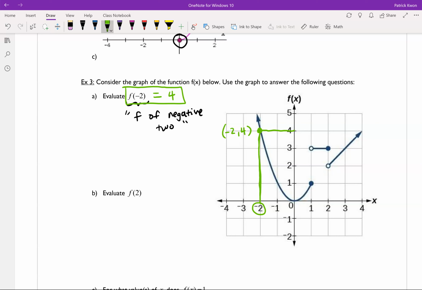Okay. B says evaluate f of 2. So we want to find 2 on our x-axis and see where it pops out our y value. You might think that it's here at 2, but again, there's an open dot right there. So we want to go up to the closed dot. And so that ordered pair right there is 2, 3. That means that when we plug in 2 into our function, 3 is popping out. So f of 2 is equal to 3.